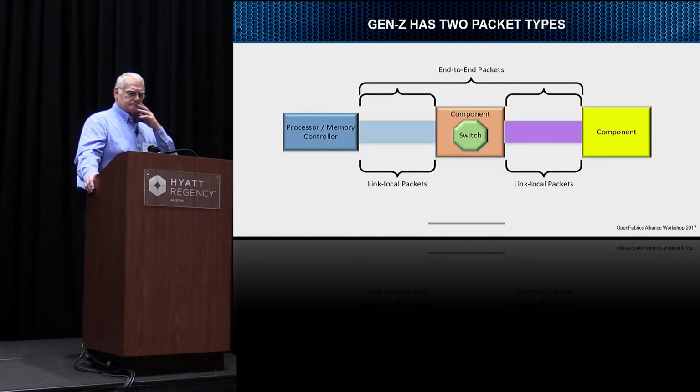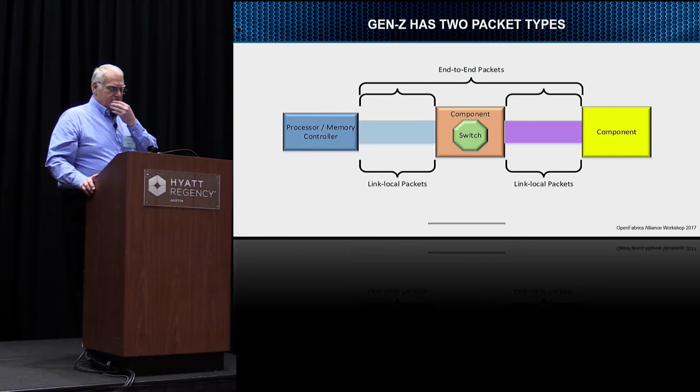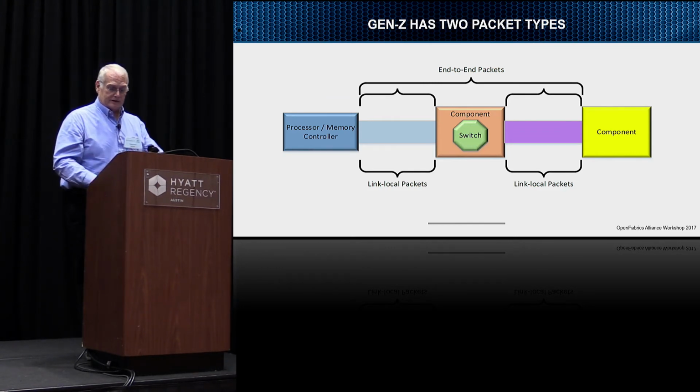There are two types. This is a diagram of how the switch would be between the processor and the component, or the memory or whatever the component is. There's a switch, so the link-to-link packets go between the processor and the switch, and there are new link-to-link packets established between the switch and the component. And the end-to-end packets are going all the way across. That's fairly obvious.